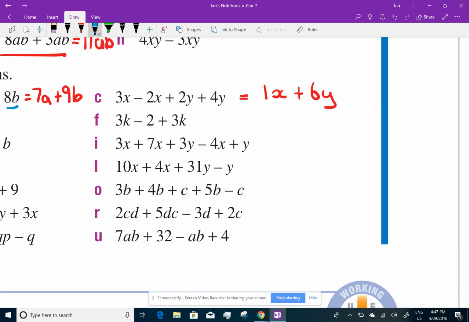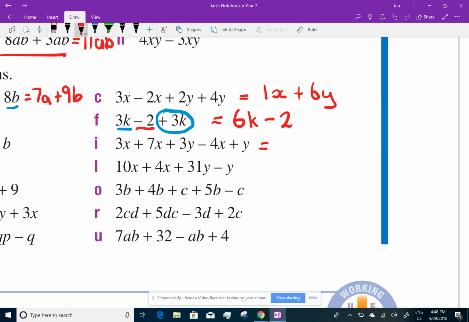Let's now have a look at this one. 3Ks minus 2, and I've got this plus 3K here. Don't minus it. I've got 3K, and I'm going to plus another 3K. The sign goes with the number directly behind it. So 3K plus 3K is 6K. Don't confuse it. And then I've got to deal with minus 2. And I just keep it there. I can't do anything with it.